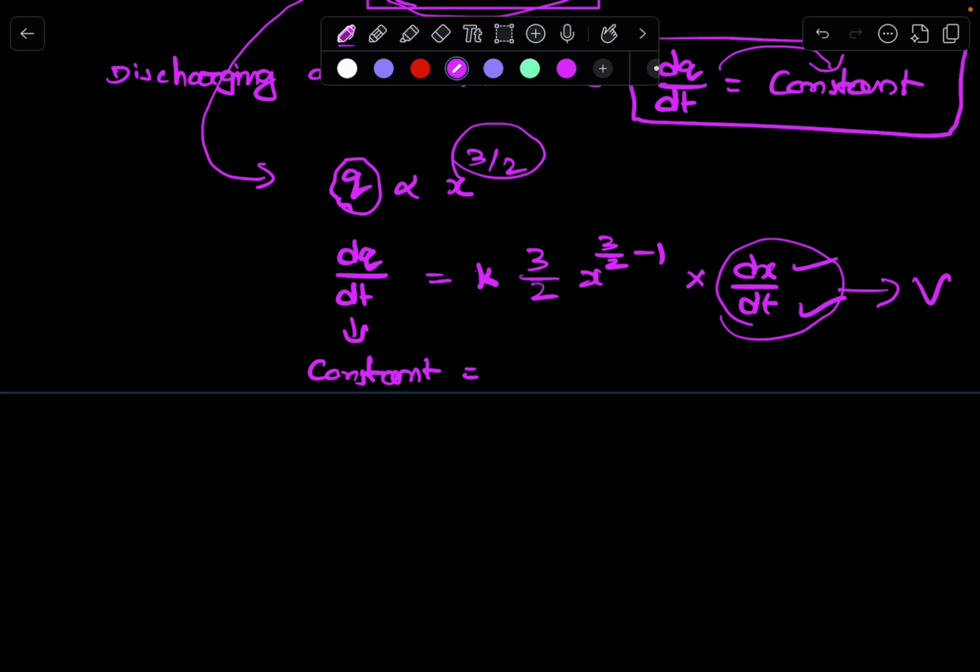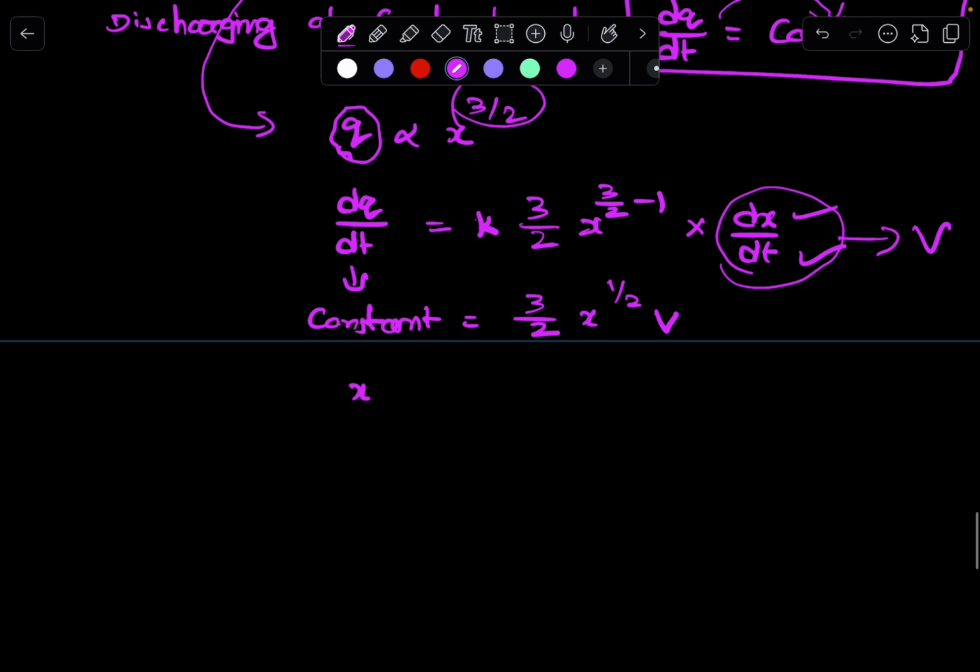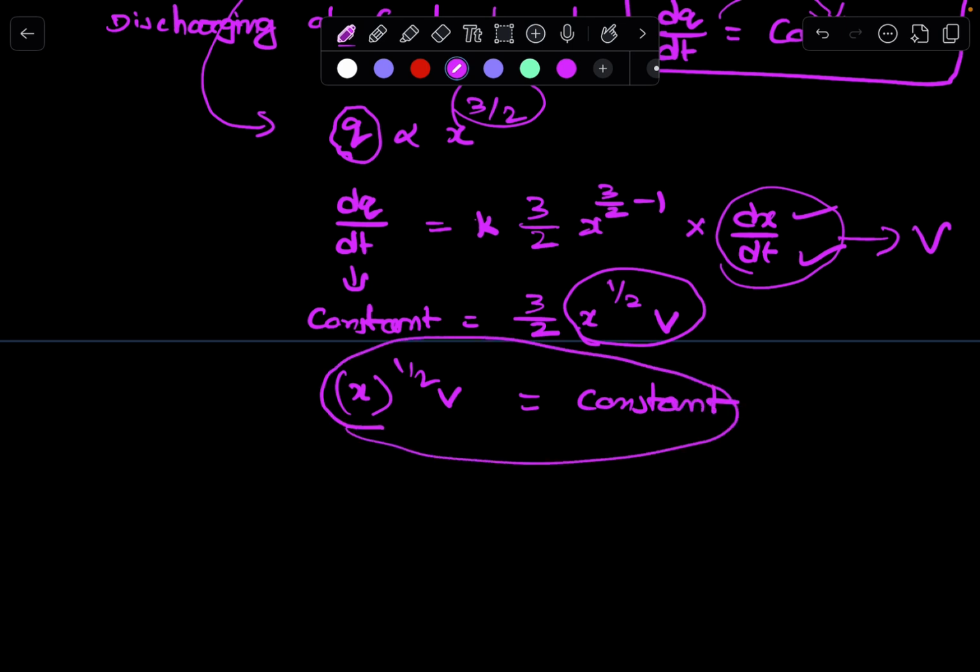So therefore constant is equal to, what is the remaining term here? If k value is equal to 1, then 3 by 2 into x power 3 by 2 minus 1 means that is nothing but 1 by 2 into v, or we can write it as x power 1 by 2 into v. That means this term x power 1 by 2 into v is equal to constant. Or we can write this expression as v is inversely proportional to 1 by root x.